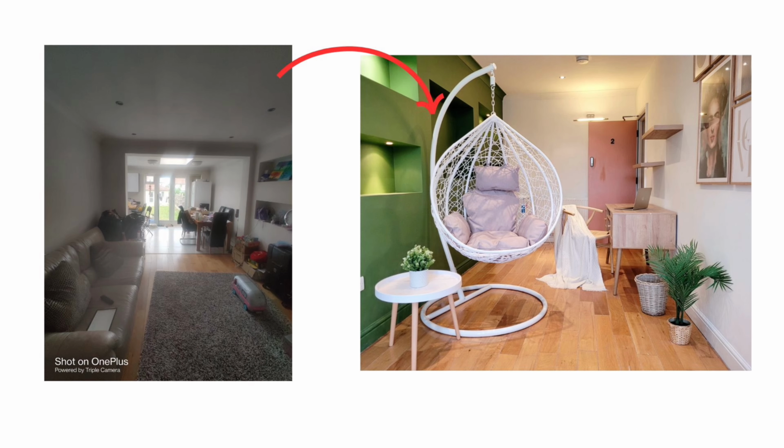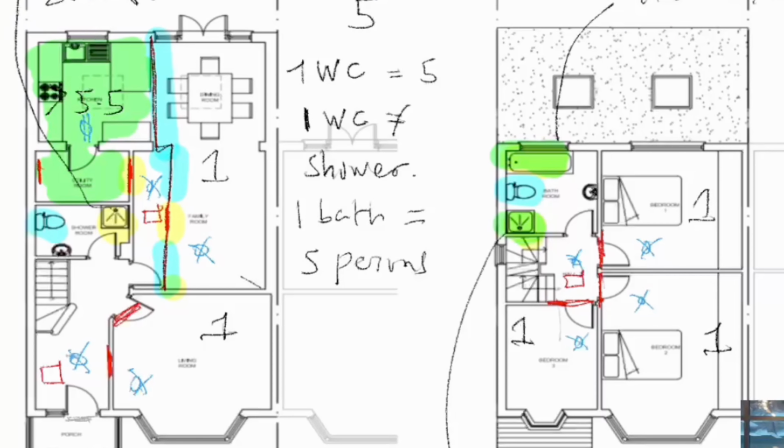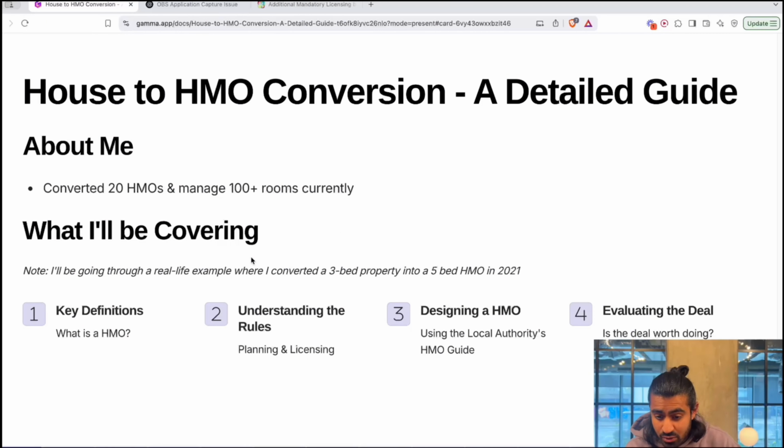in 2021. I'll go through my process of how I understand the rules to make sure the HMO that I am designing is compliant. And then also I will design the HMO to show you what that process looks like. Finally, I'll also share what the conversion costs and final rent figures were for that particular deal.